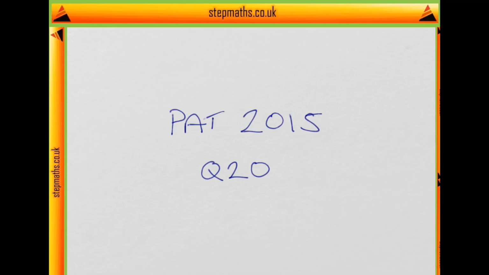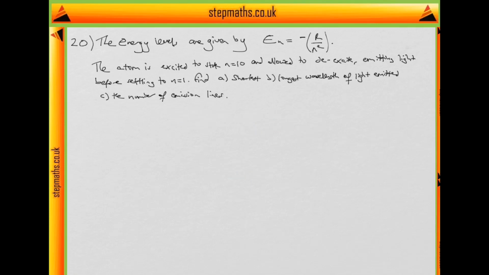Today we're going to get a 2015 PAT paper and do question 20. So question 20 is about the energy in an atom. In a hydrogen atom, we're told that the energy levels are given by this equation, E_n equals minus R over n squared, for some constant R and positive integer n.